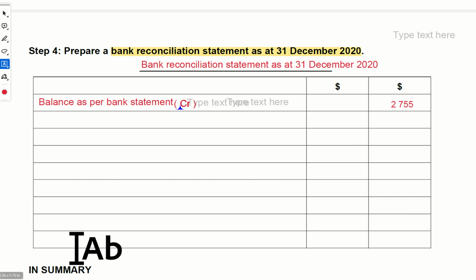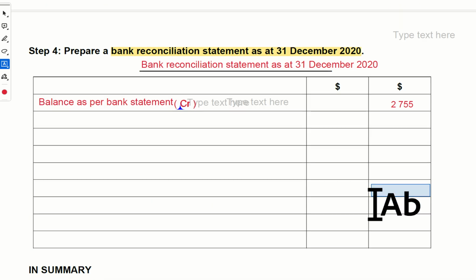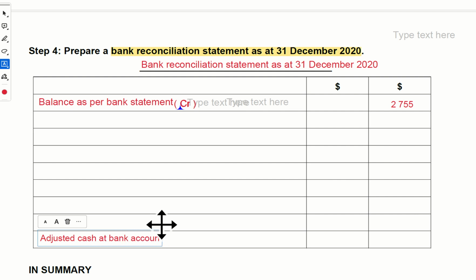Now what happened is that it is actually different from your updated cash at bank account, right? So you look, your cash at bank account has got 4955. So it's different, right? So we're going to write here adjusted cash at bank account. Now adjusted cash at bank account means this is the amount that you have already updated. So 4955.